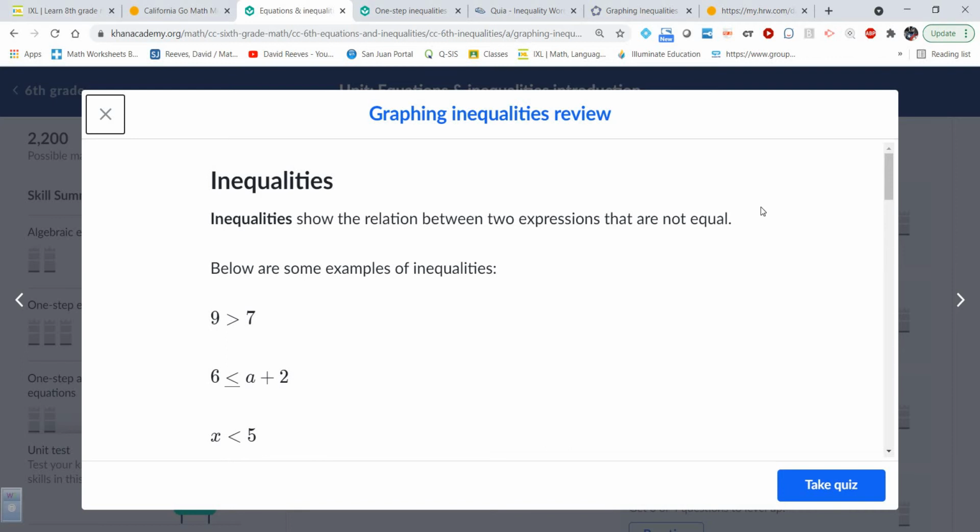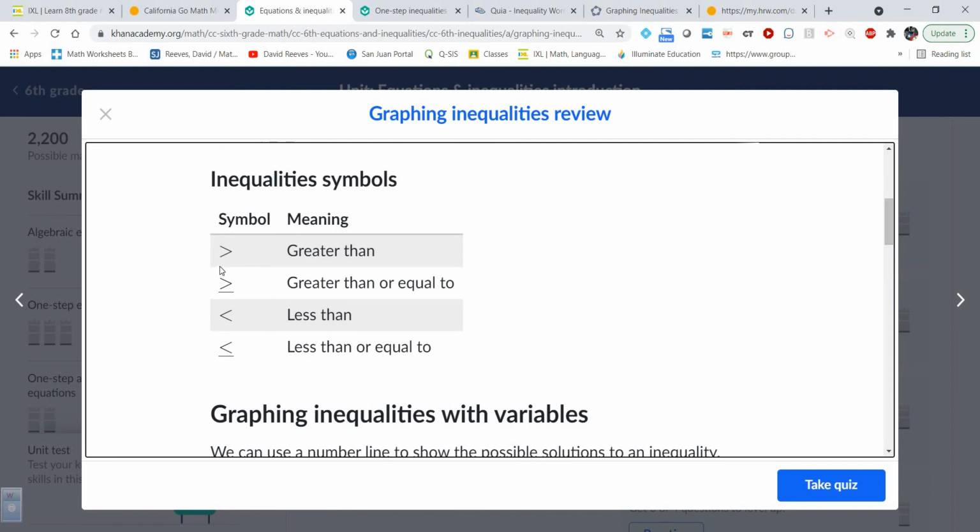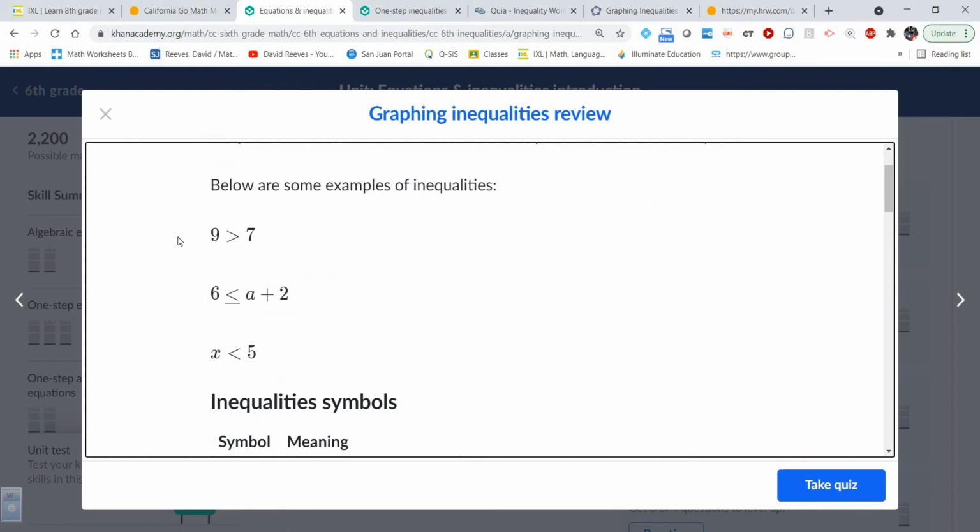Of course, we're starting right off here with just a constant. This says 9. Let's take a quick look and remind ourselves about these symbols here. That symbol right there is greater than. Notice the larger part comes first. This one is greater than or equal to, so that little line is part of an equal sign. This one is less than, and this one is less than or equal to. So this statement says 9 is greater than 7. This says 6 is less than or equal to a plus 2, and this says x is less than 5.